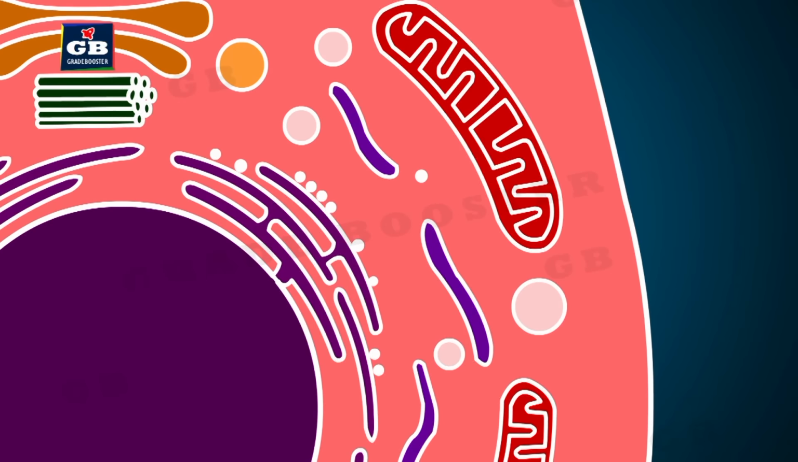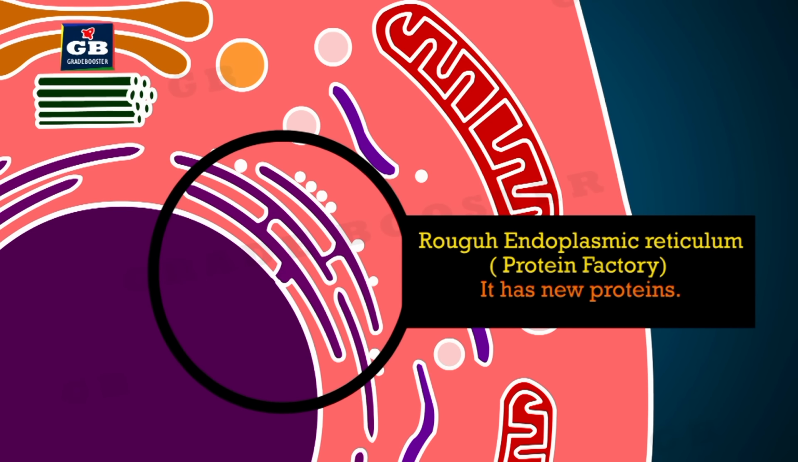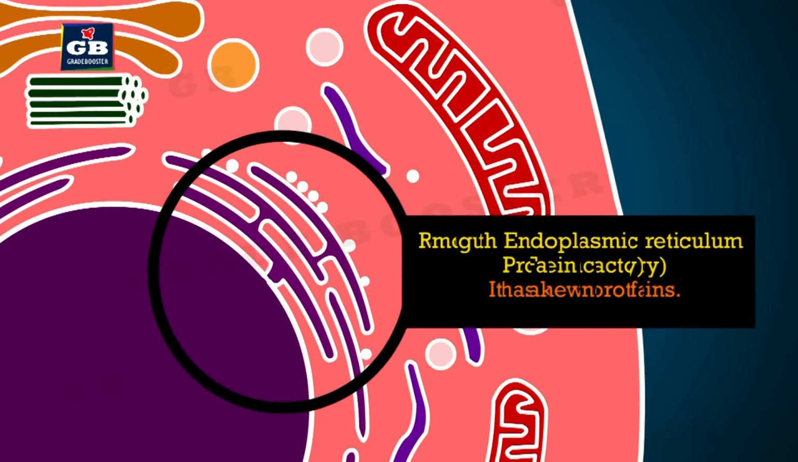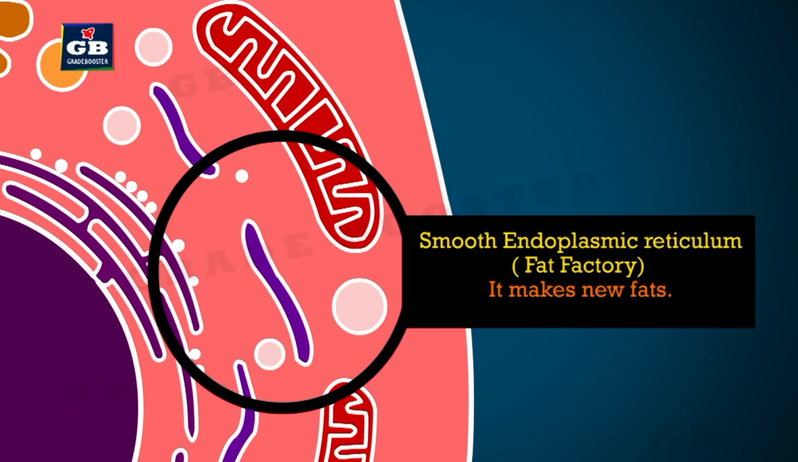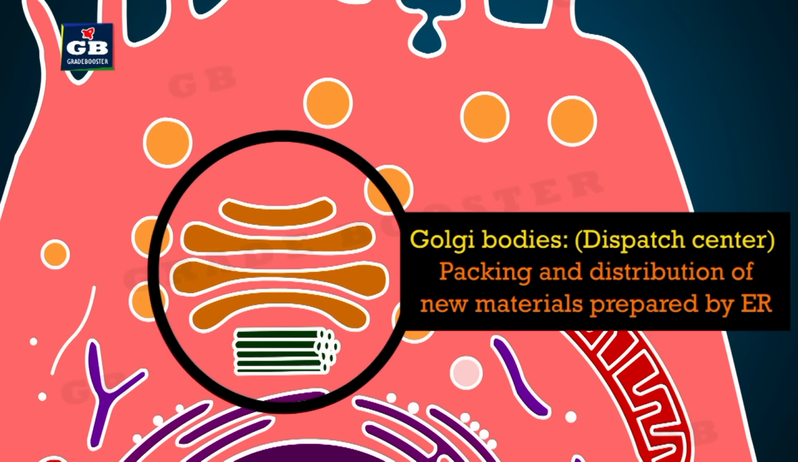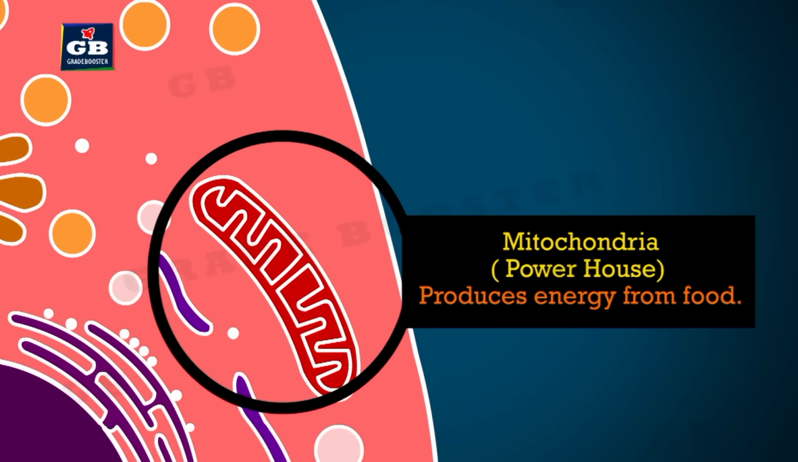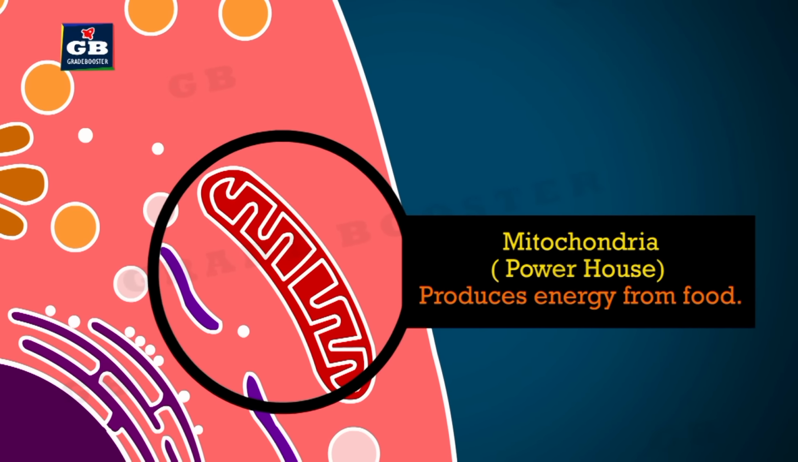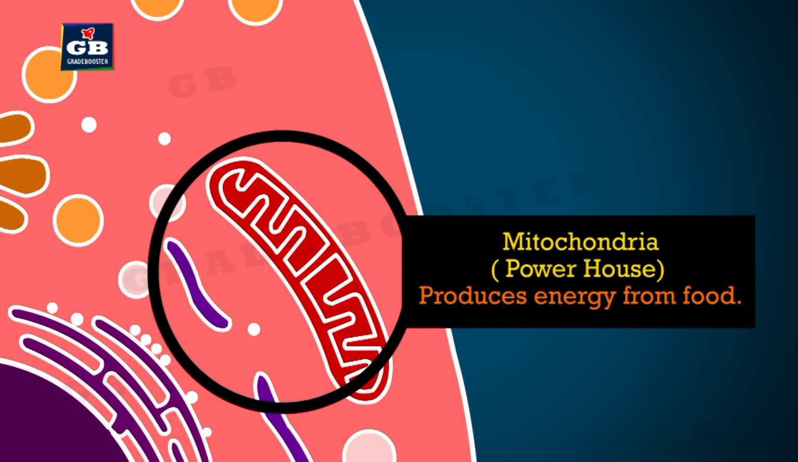Rough endoplasmic reticulum. This is called the protein factory because it makes new proteins. Smooth endoplasmic reticulum. This is called the fat factory because it makes new fats. Golgi bodies. It's called the dispatch center because it handles the packaging and distribution of materials that are prepared by the endoplasmic reticulum. Mitochondria. It is called the powerhouse of the cell because it produces energy from glucose.